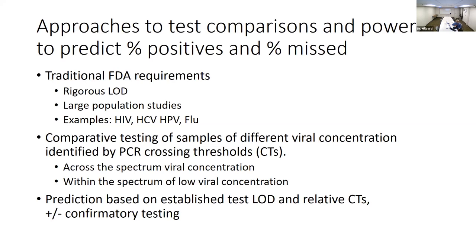However, doing that with the knowledge of crossing thresholds, which in the absence of validated quantitative information is a very, very good first-pass guide to what the quantity of the virus is, allows us to either look across the spectrum of viral concentrations as a sample set to compare tests by, or within a spectrum of low viral concentrations. The argument is that this virus generally 80% of the time has very, very high viral loads that are very unlikely to be missed by maybe any of the tests, at a given cutoff at least, and that concentrating on these lower load samples is really where we would best get good information. And then finally, making predictions based on established LODs, looking at relative crossing thresholds with or without confirmatory testing.